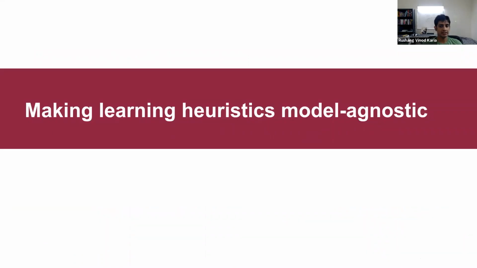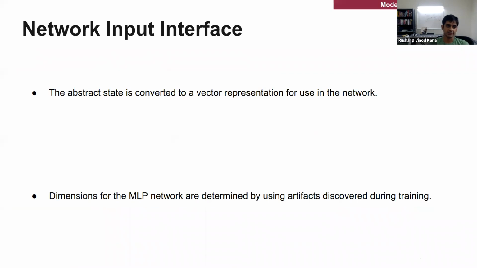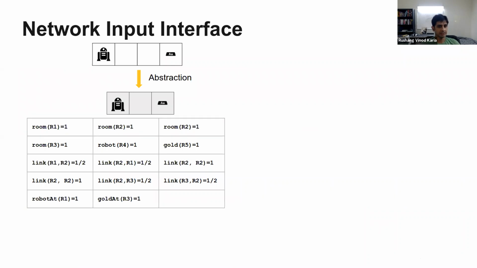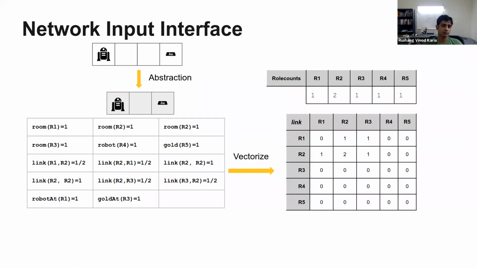Once we have the abstract state representation, which does not utilize the action models, the next step is making them model agnostic. So for this, we define a network input interface using the abstract state representation, and we can use that to train neural networks. The way we do this is we take the abstract state and we convert it into a vector representation, which is then fed into the neural network.